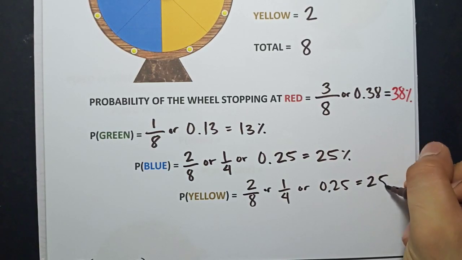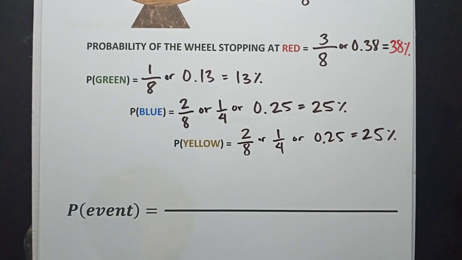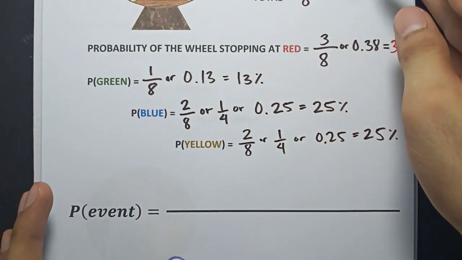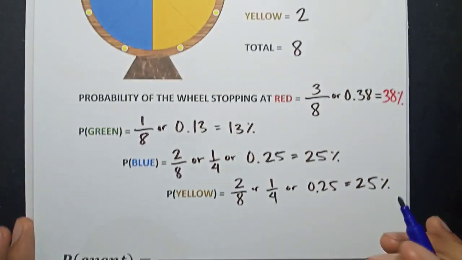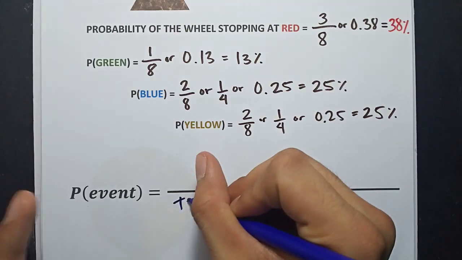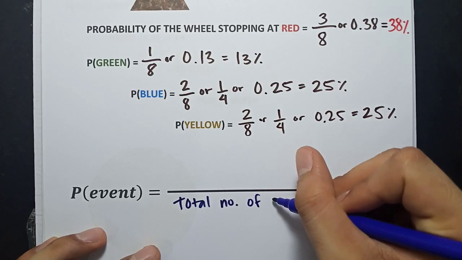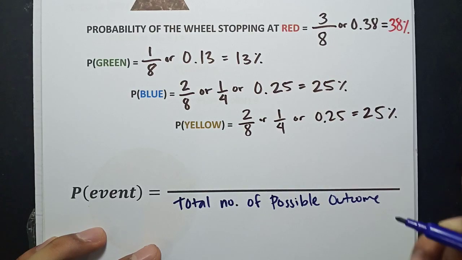Now, based on this example, what do you think is the formula for the probability of an event happening, or the chance? Now, the formula for that will be, like what we did here, the total number of ways, or the total number of possible outcomes.